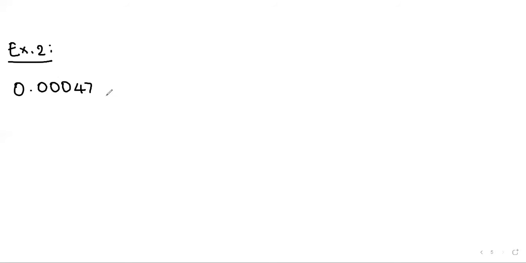0.00047 times 10 to the power of negative 5. Okay, now we will move the decimal point. 1, 2, 3, 4. We put it here. So then our answer will be 4.7 times 10 to the power of negative, because you can see that we are moving from left to right. So 1, 2, 3, 4. Negative 4 times 10 to the power of negative 5.